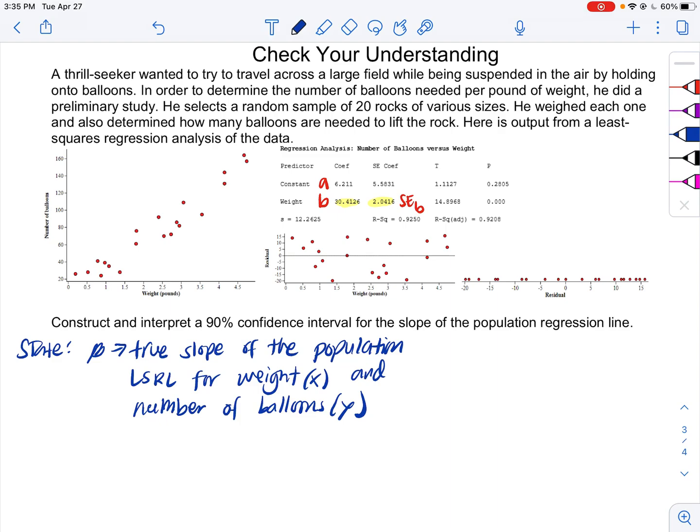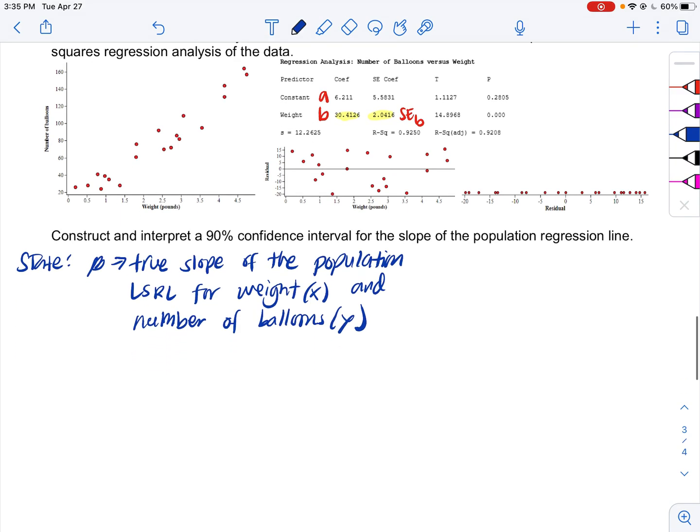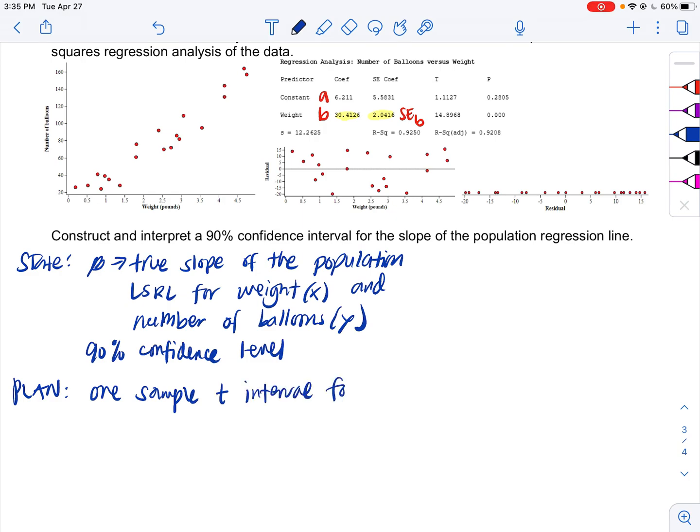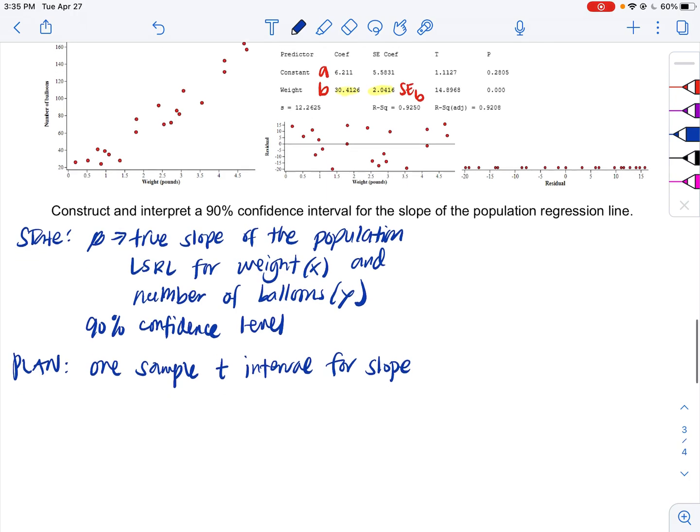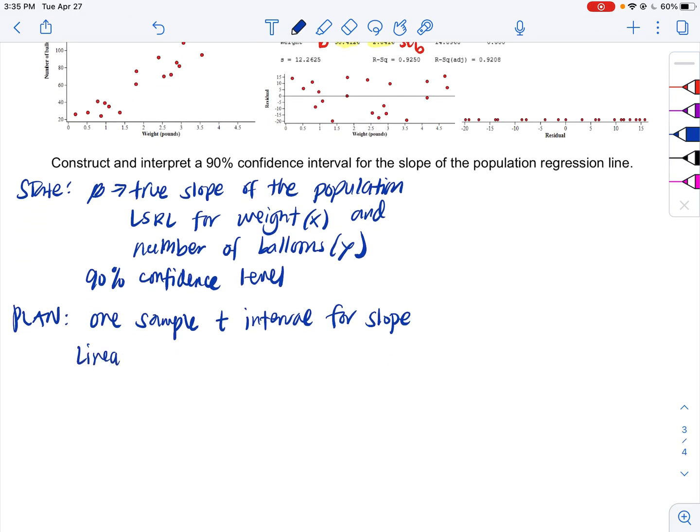So we have output. I already told you which one is your A value, B value, and your standard error of the slope value. Construct and interpret a 90% confidence interval for the slope of the population regression line. So I'm going to do 90% confidence level, and then I'm going to do my planning, which is one sample t interval for slope. So here's the thing. We have to check all of these conditions.